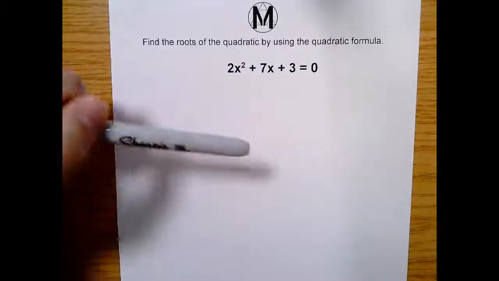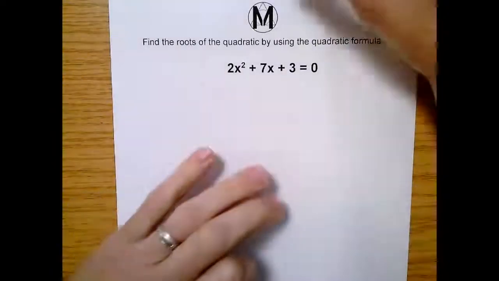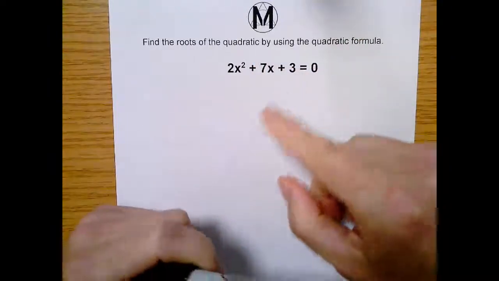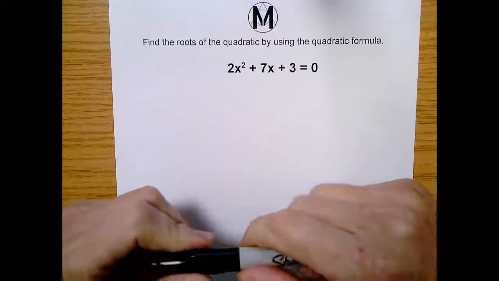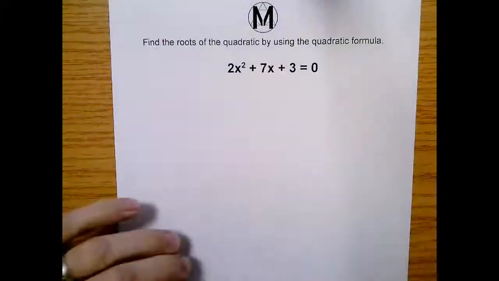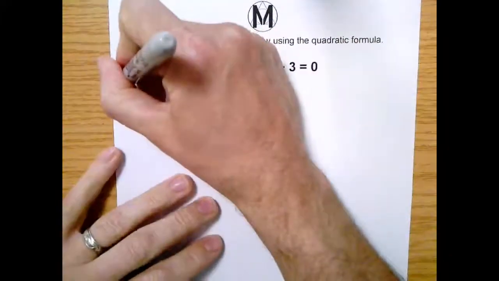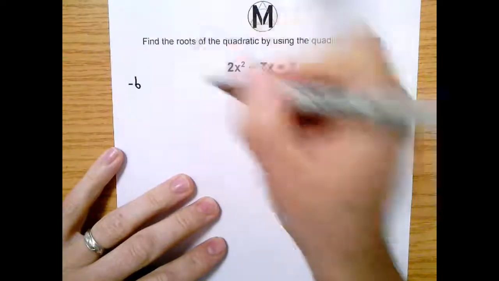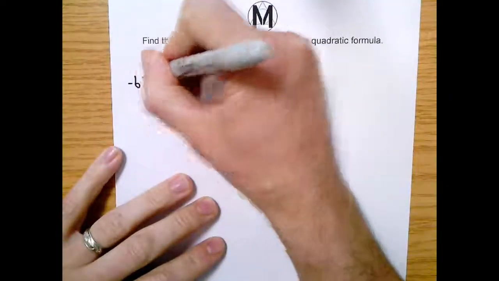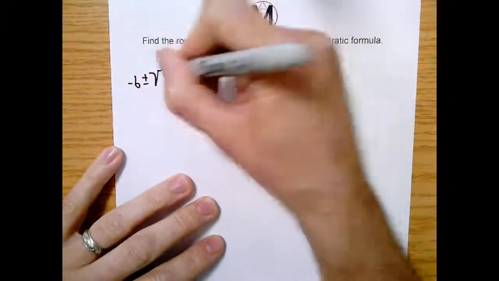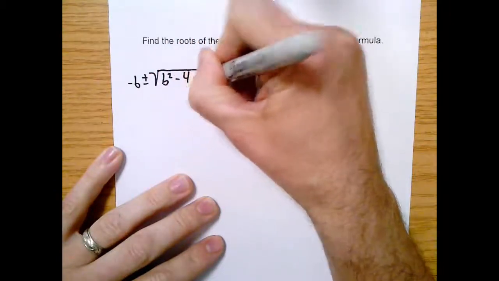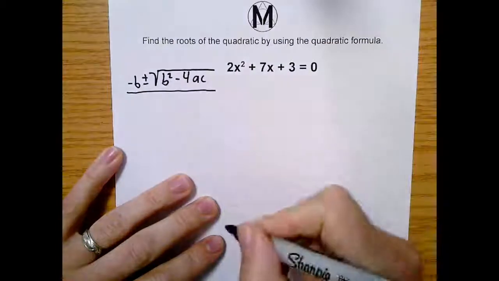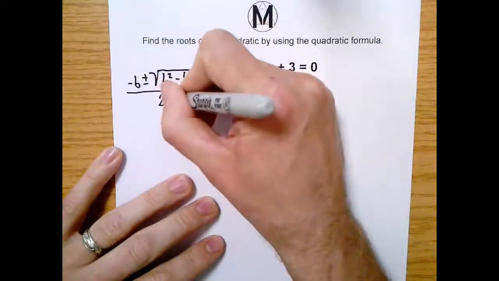All right, let's do some Mathity-Math. It says here, find the roots of the quadratic by using the quadratic formula. All right, so the quadratic formula is, I guess I should write that down. The quadratic formula is negative b plus or minus the square root of b squared minus 4ac, and all of that is divided by 2a.